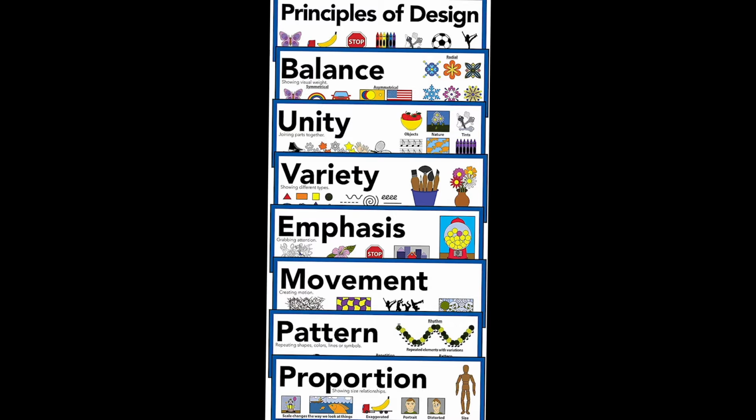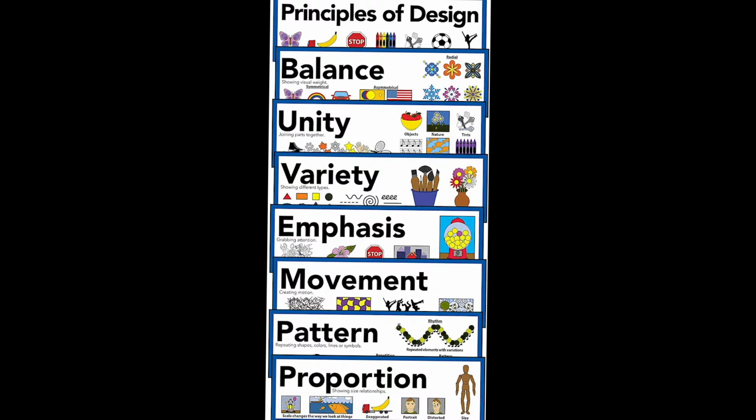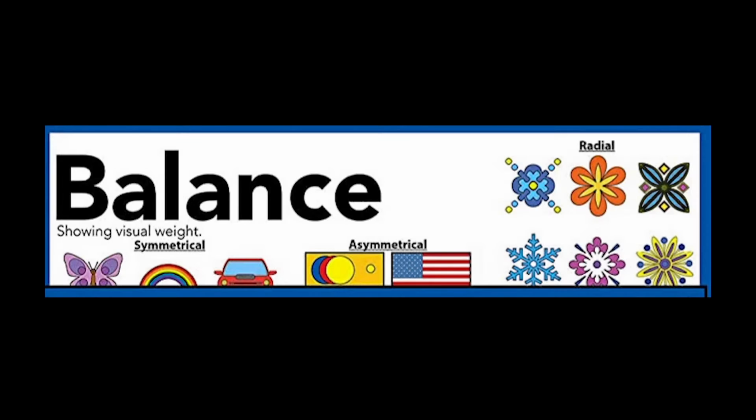The principles of design include balance, emphasis, movement, pattern, repetition, proportion, rhythm, variety, and unity. Balance is the distribution of the visual weight of objects, color, texture, and space.